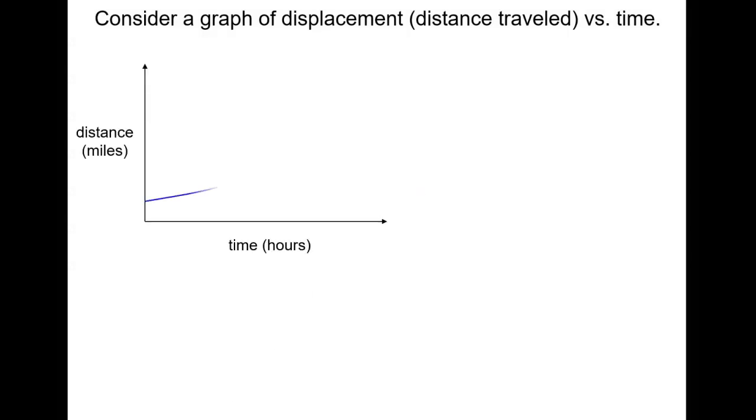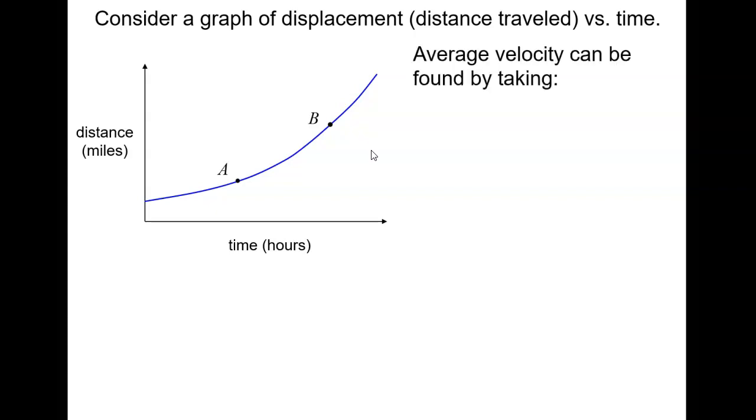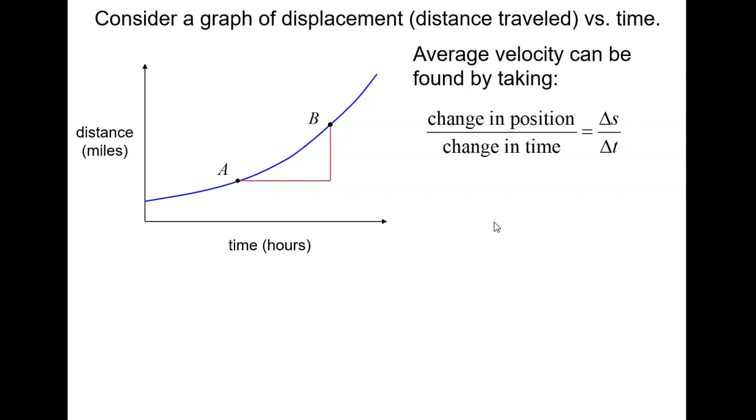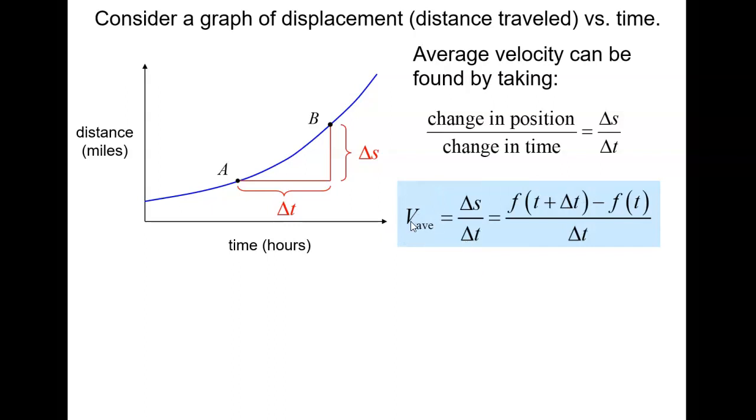So let's consider a graph of displacement, or thinking of it as distance traveled versus time. Here's my D, here's my T. So I know that rate is equal to distance divided by time. So that means the slope from point A to point B would be my velocity. So the average velocity would come from the change in position over change in time. In physics, we talk about position being delta S, or S of t. So our delta S is the change in distance over delta t, change in time. So the average, or the slope, is that delta S over delta t. You can see how this looks like our slope of the secant on the previous slide.